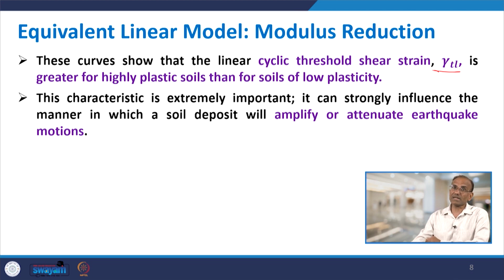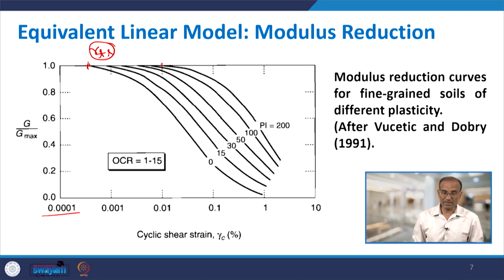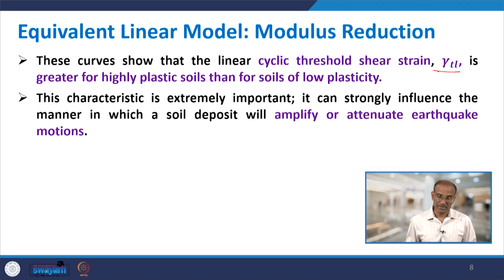This characteristic is extremely important. It can strongly influence the manner in which a soil deposit will amplify or attenuate earthquake motions. Because for the same strain level, if I draw on this strain level, the G by G max value very much depends on the value of PI. So, this becomes almost 0.7 G by G max for PI equal to 0, but it is still almost 1 for PI equal to 200 with plastic soil.